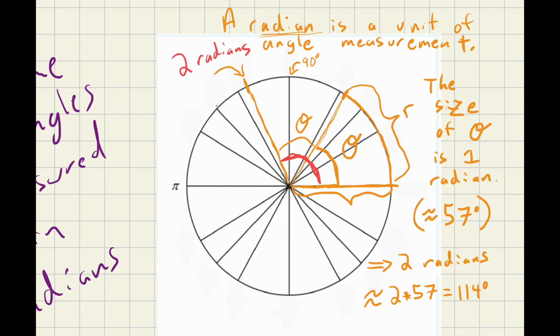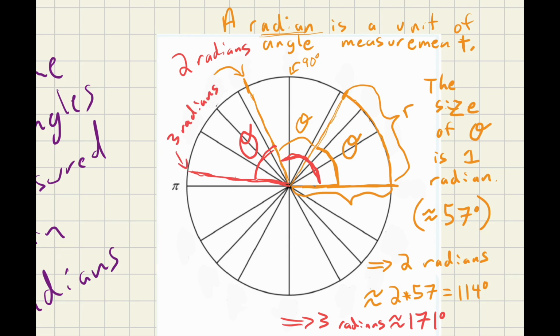And then if I went another radian, I would be at 3 radians, and you're at 171 degrees. That's about 9 degrees less than here. So here's another radian, 3 radians here, and you'll see that it's not quite half the circle. It's a little less. So here's a question: how many radians is half the circle? We have to go a little bit more than 3 radians, and it turns out, I think this is just so interesting, the number of radians in half the circle is pi.